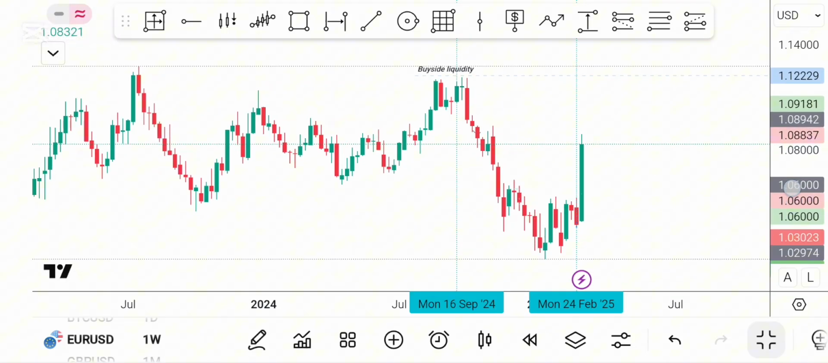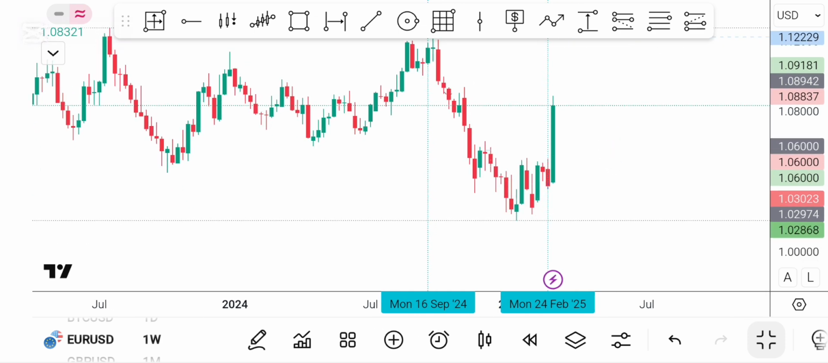Today we are going to be doing a market breakdown for pound dollar and euro dollar. At the time of recording, it is March the 9th, 2025, and this candle right here represents a weekly candle for euro dollar for last week's trading.